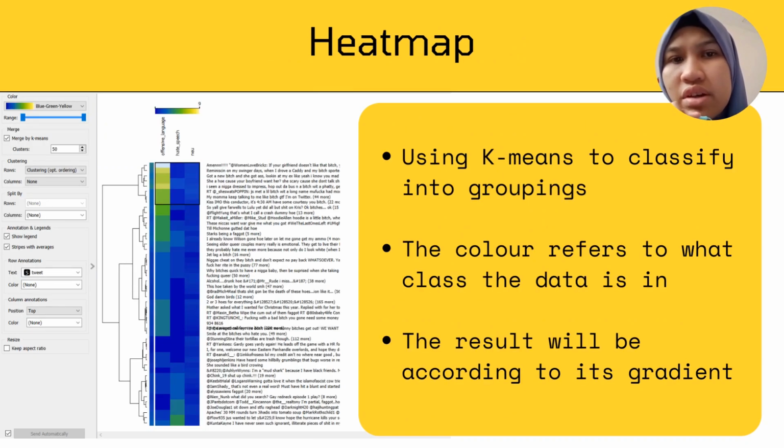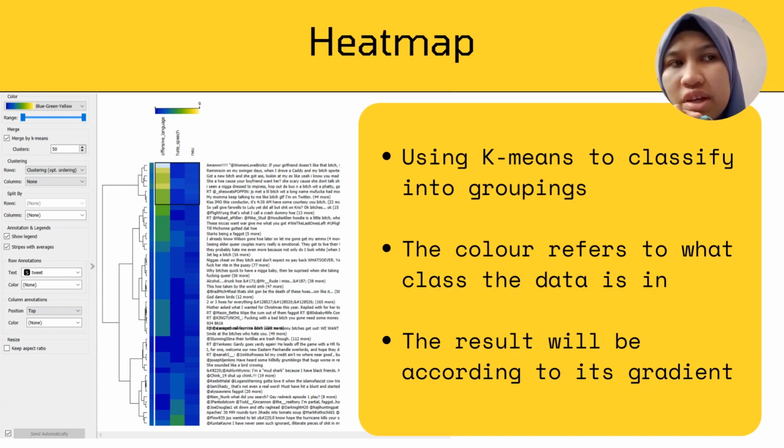Next, we move on to the heat map, where we visualize the data according to the features that we have chosen before. In the heat map, we are using k-means to classify the data into groupings, or in other words, into clusters. The color refers to the class the data is in, where the blue color refers to offensive language, the green color refers to hate speech, and the yellow color refers to neutral or neither class. The result will be according to its color gradient.